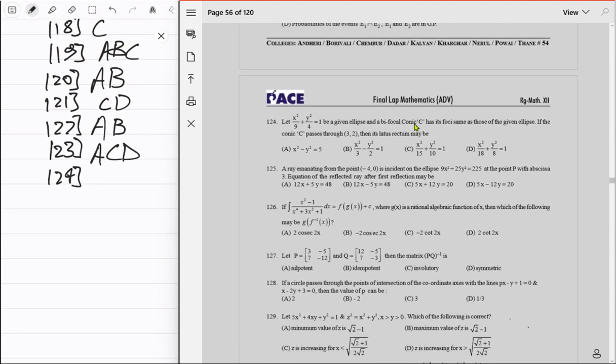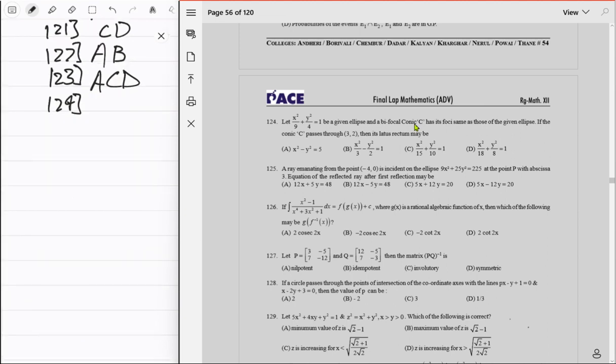Let X for okay. Given an ellipse, and a bifocal conic C has its foci the same as the ellipse. So the conic passes through (3, 2), then its intersection maybe. Okay, got it. This is going to be long, very long. Okay, got it. So it passes through (3, 2). Its intersection is what?